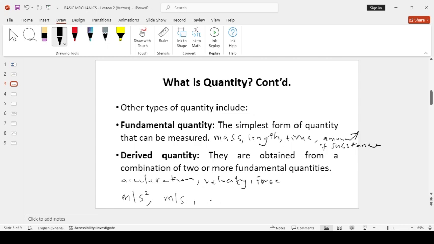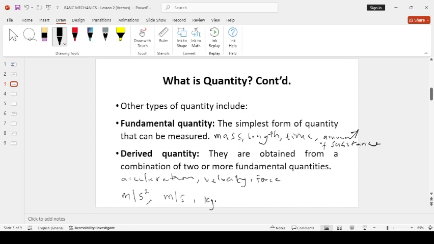Then when we look at force, it has a formula of kilogram meters per second squared. The kilogram here is a fundamental quantity of mass, m is a fundamental quantity of length, and s is a fundamental quantity of time. So derived quantities are made up of basic quantities or fundamental quantities.